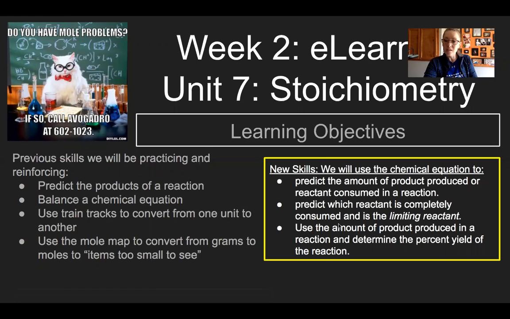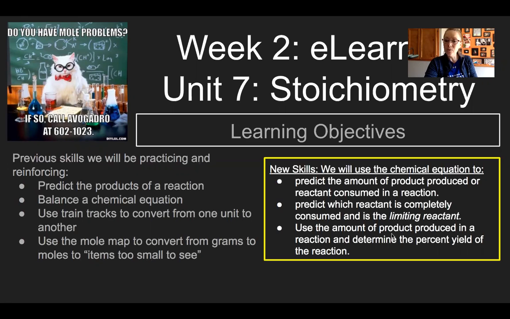Some new skills that we're going to build this week is we're going to predict the amount of a product that can be produced or the amount of reactant consumed in a reaction. We're also going to predict which reactant is going to be completely used up. Who will limit the amount of product that we can form? Who will be our limiting reactant?